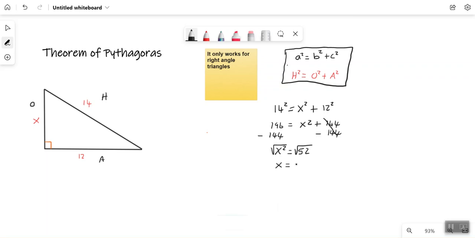So x is going to be equal to 7.2. Okay, so again, we have this side here is 14, this side here is 12, and we've just worked out that this side here is 7.2. Okay, so again, we're using Pythagoras' theorem to work out the length of one of the sides. And again, in order to use Pythagoras' theorem, it has to be a right-angled triangle, and you have to have two of the three sides of the triangle.